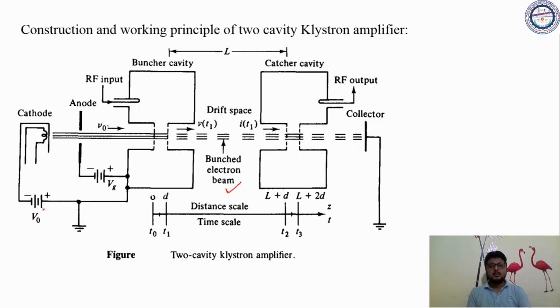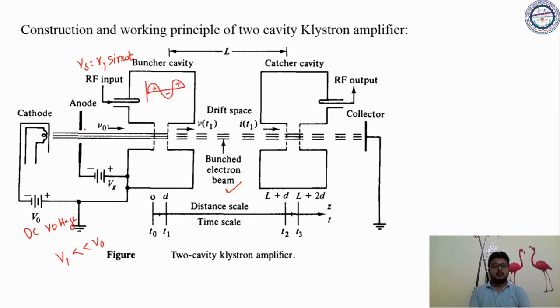The voltage which is applied is V0. This V0 is a DC voltage, and it is a very high DC voltage. The RF input which is applied here is a weak signal, called Vs equal to V1 sine omega t. The amplitude of this weak signal V1 is very much less than the DC voltage applied here. This is also called a weak signal.